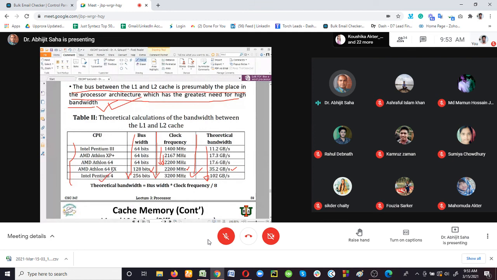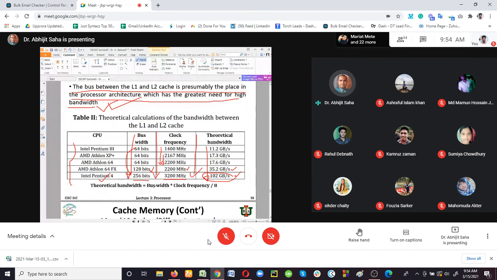In the case of Intel Pentium 4, you can see that from 64 they go directly to 256 bits, and they have a higher clock frequency than the AMD processors listed here. So that means the bandwidth is going to be better. If you have better clock frequencies and bus widths, then you can have more bandwidth.